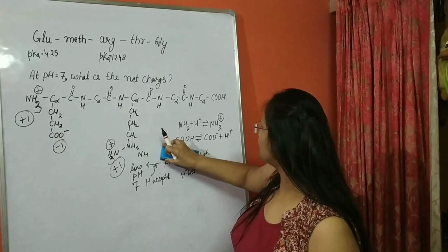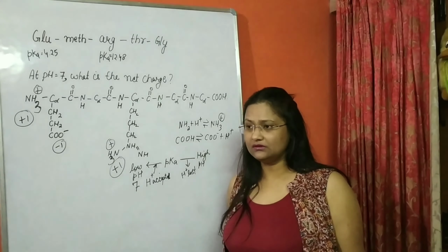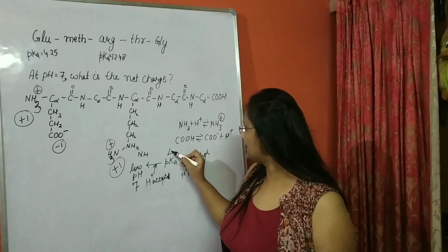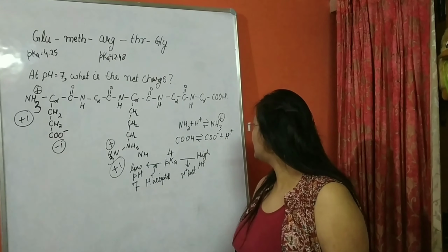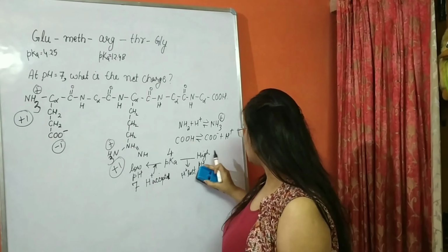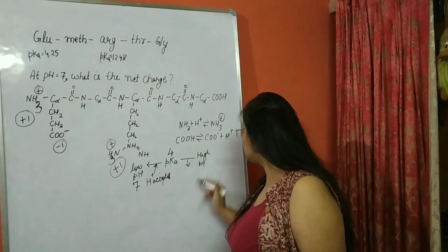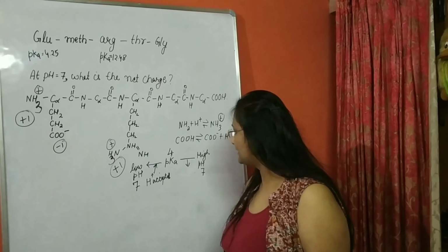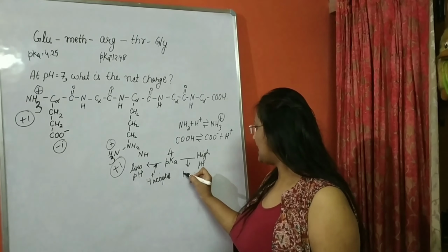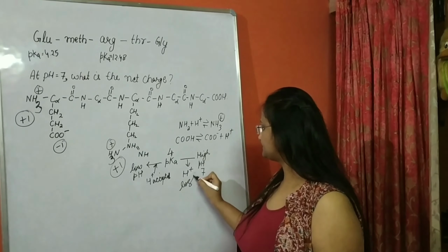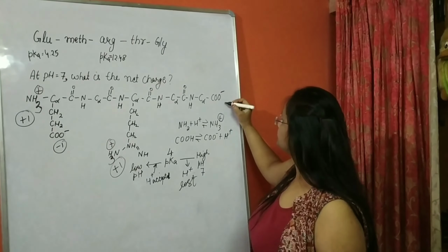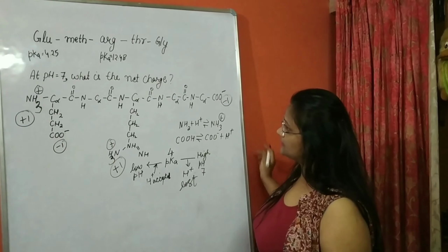Now we are only left with this ionizable group COOH. So the pKa is almost somewhere between 2 and 4. So even if we consider the pKa as 4, still the given pH at which it is kept is 7. So the pH is 7, which is higher. So in this case, H plus is lost. Right? So now the charge is minus.